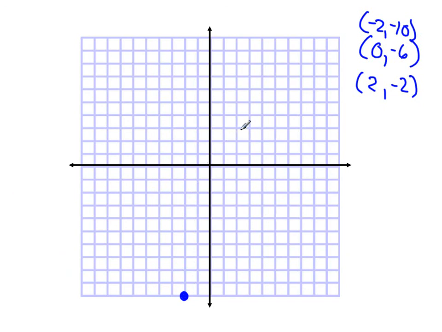And then we have (0, -6). So start at the origin. X is 0. We don't move. Stay there. Okay, y is -6, so we go down 1, 2, 3, 4, 5, 6. Plot your point. And then last but not least, we have (2, -2), so start at the origin. X is 2, so we'll go to +2. And then y is -2, so we'll go down 2.